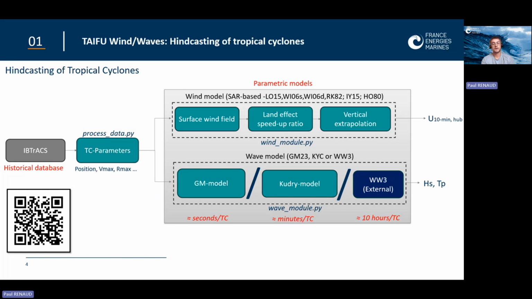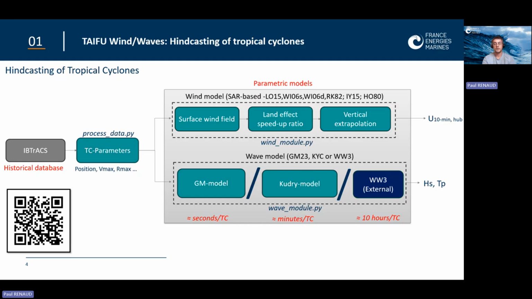First we need to extract the data and process them. And then at each time step, we can apply parametric models for the wind and for the wave to derive wind speed at hub height and significant wave height and peak period at the site of interest.